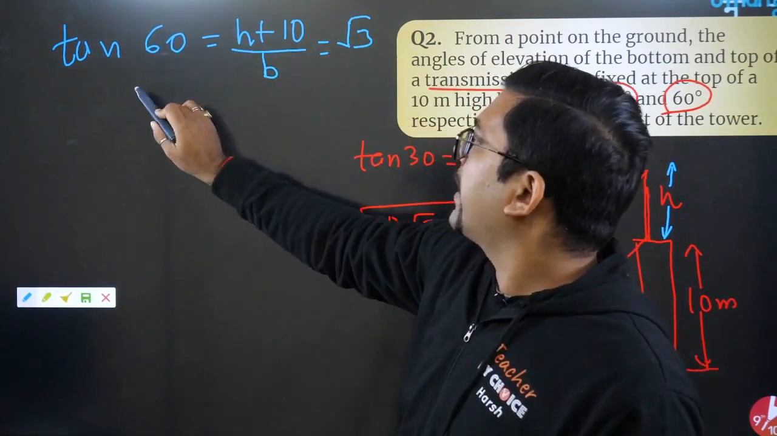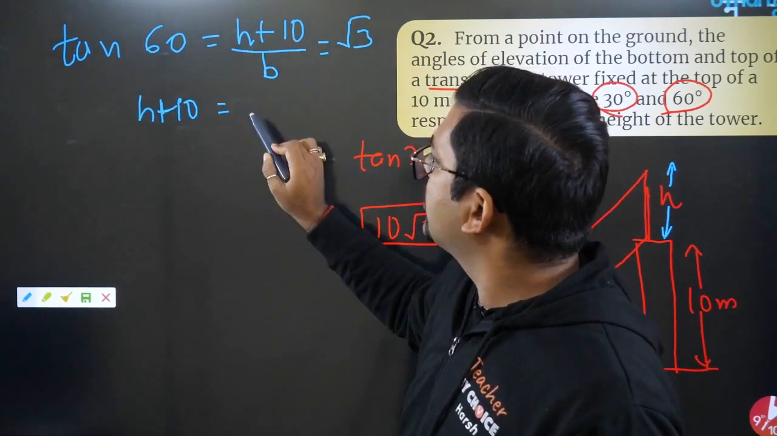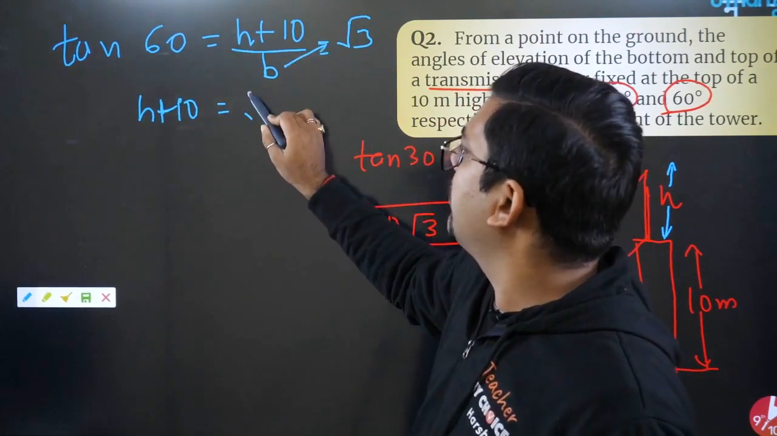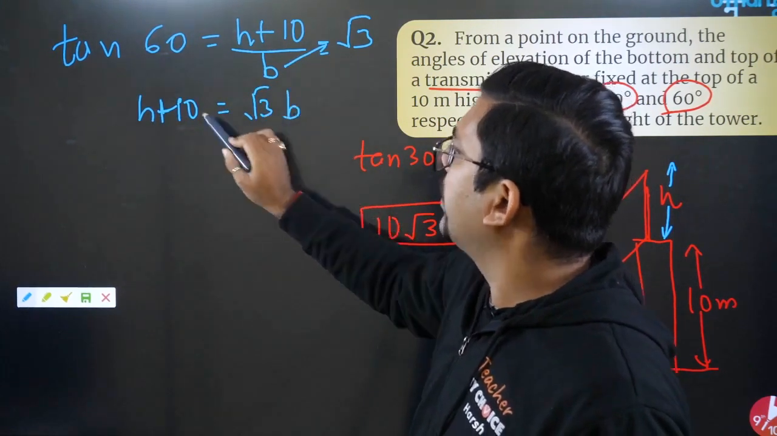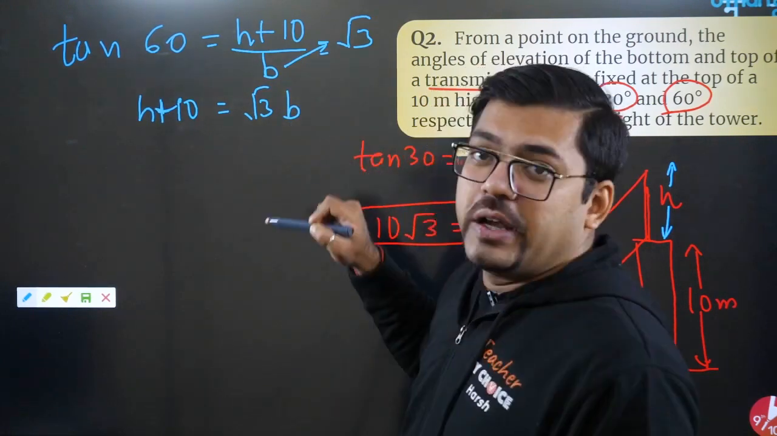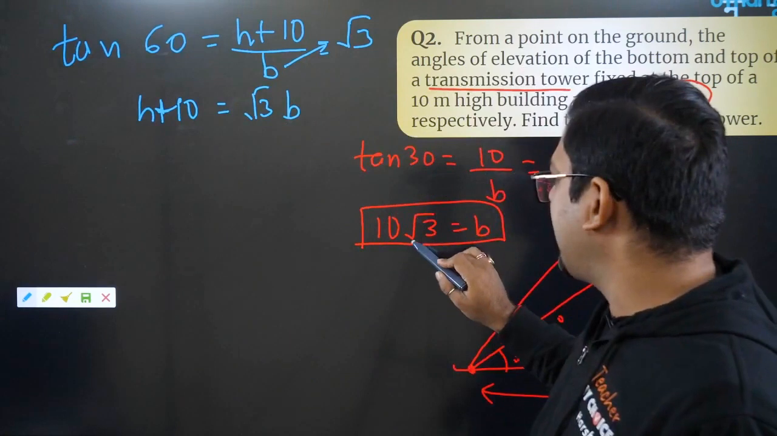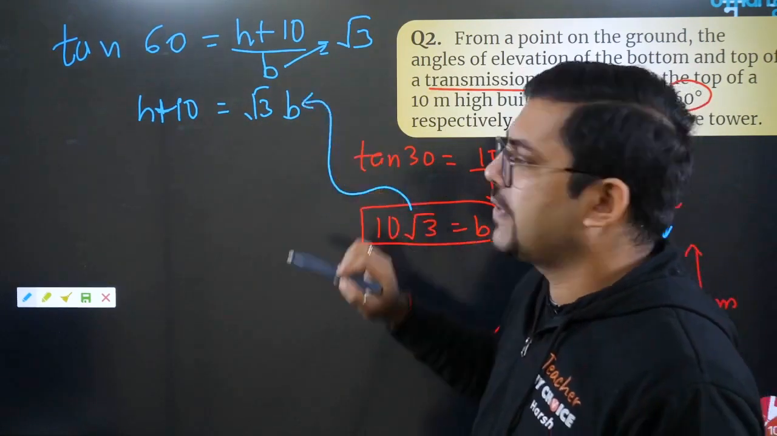Fine. We have got h plus 10 equals, B will go here, so it will be root 3 times B. So h plus 10 is equal to root 3 times B. And now here in B, you have to put this value 10 root 3. So please put this value 10 root 3.